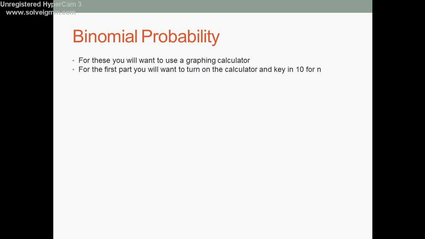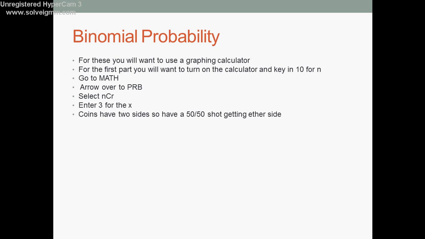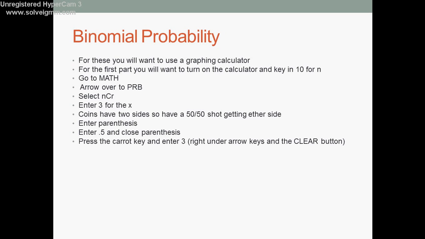For the first part, you will want to turn on the calculator and key in 10 for n. Go to Math, arrow over to PRB, select NCR, enter 3 for the x. Coins have 2 sides, so they have a 50-50 shot of getting either side. So that gives you a 0.50 chance. Enter the parentheses. Enter 0.5 and close the parentheses. That is the 50-50 shot. Press the caret key and enter 3. And remember that is under the arrow keys and the clear button.